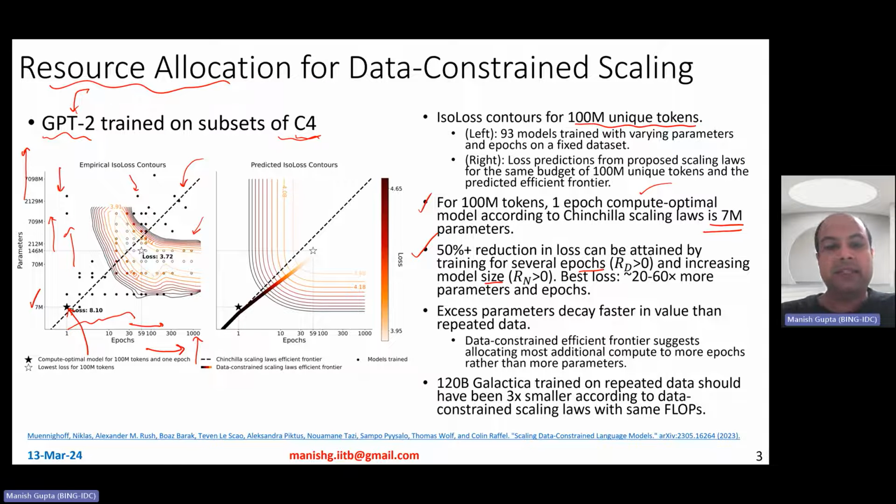The second observation is that the best loss is actually obtained when you're using 20 to 60x more parameters and epochs. And the other observation is that if you increase the number of epochs or the number of parameters more, you do get into regimes where the loss actually starts increasing. Of course you want as low loss as possible, but if you are not very careful and you just increase too many epochs, it starts overfitting and you lose the nicety that you obtained by increasing the number of parameters and number of epochs in a careful manner.